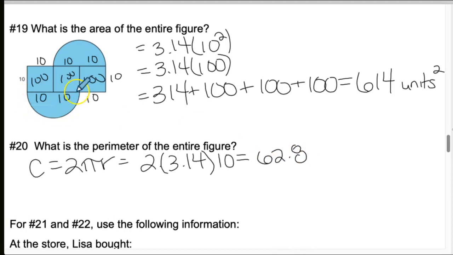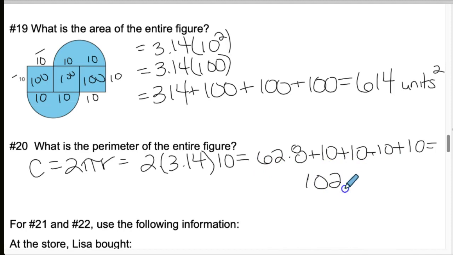So that would be this piece and this piece. But then we also have to add in these other two side pieces. So 62.8 plus this one. So 10 plus 10. Then we have the circle. Then we have 10, 10. And the circle. So 62.8 plus 40 is equal to 102.8 units. Oops, that says units there.